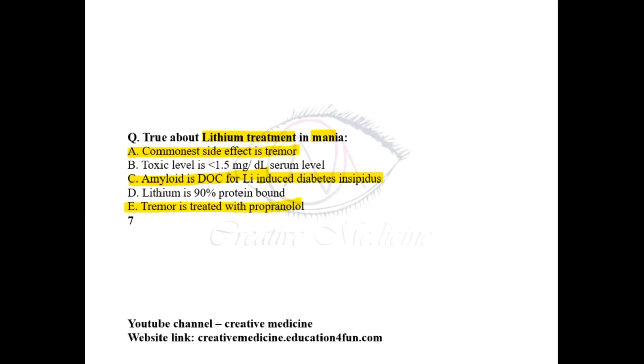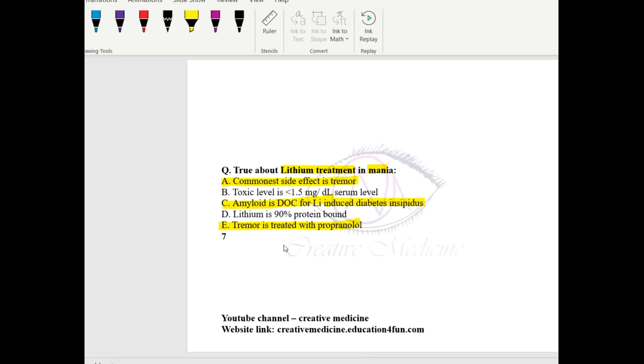Toxic level is less than 1.5 milligram per deciliter is false. Actually, toxic level should be more than 1.5 milligram per deciliter.